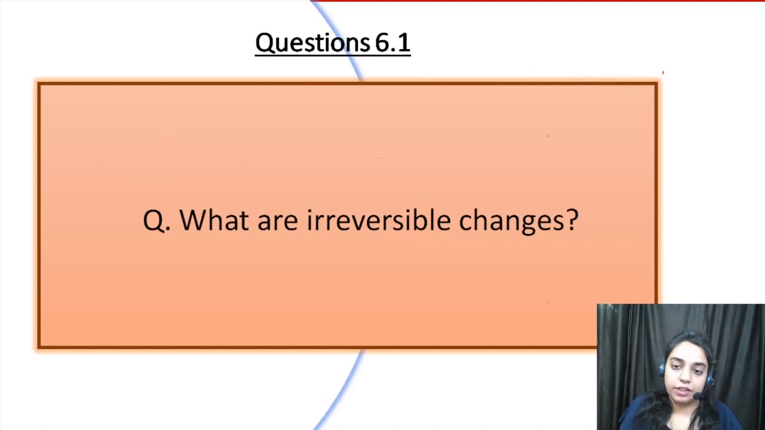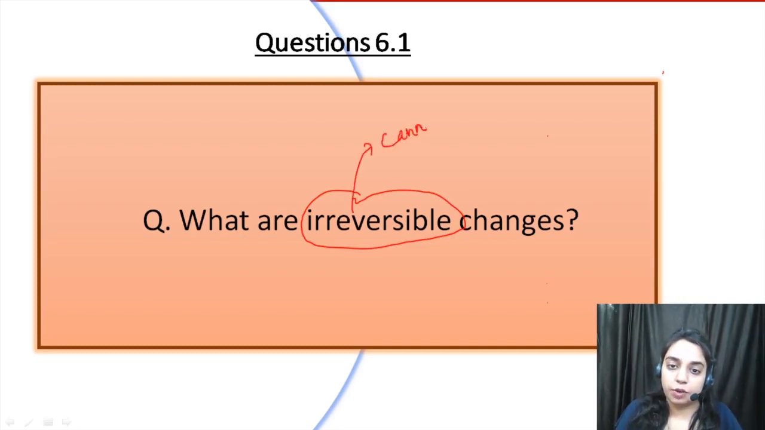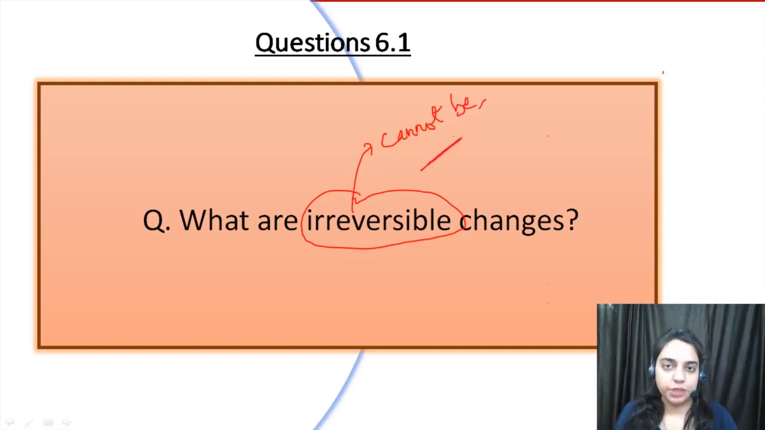What are irreversible changes? So children, these are the changes which cannot be reversed back, which cannot be changed back. These are simply the changes opposite to that of reversible changes. So the changes which cannot be reversed back are called irreversible changes. Let's think of a few examples.